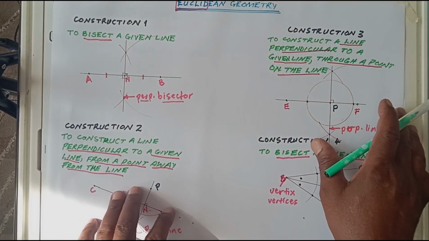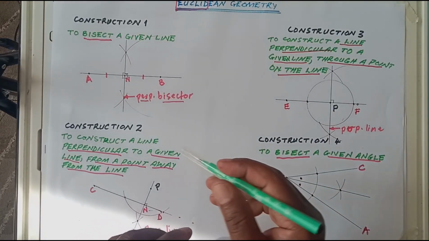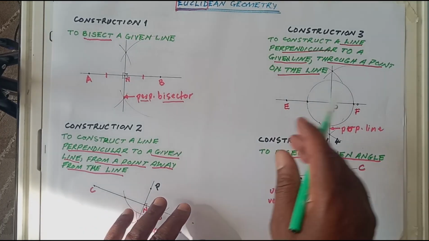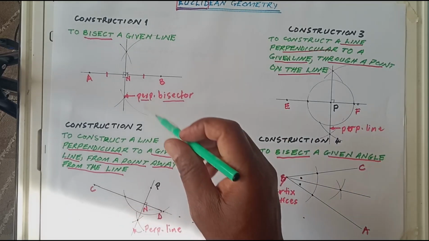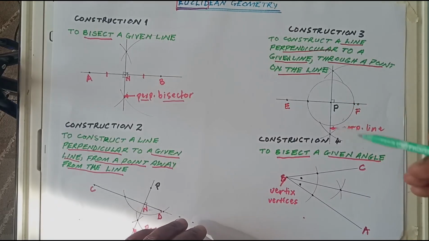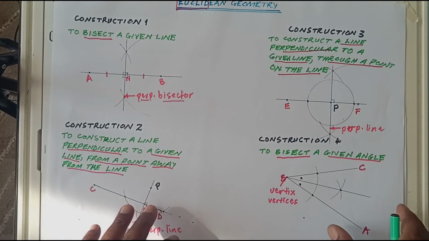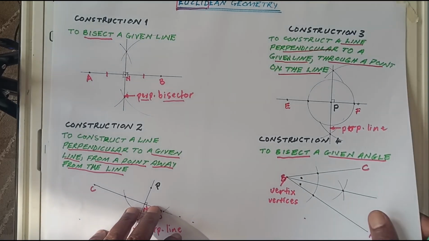In the previous lesson, we saw how to do basic constructions, which are building blocks to most of Euclidean geometry theorems. We did construction 1, construction 2, construction 3, and construction 4. We are going to see how to apply some of these constructions to circle theorems.